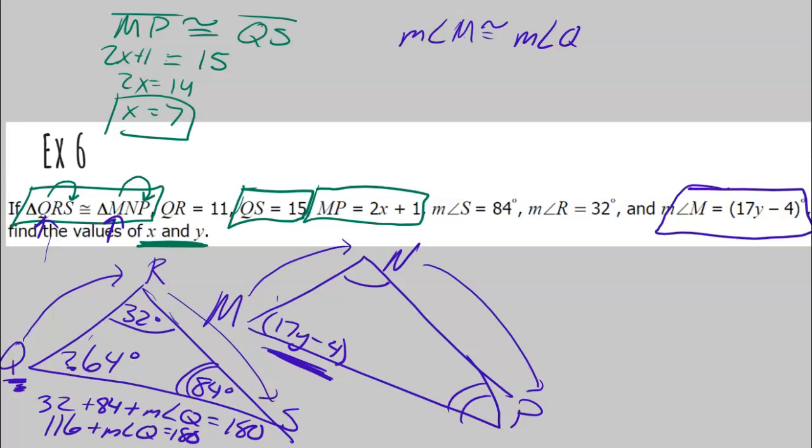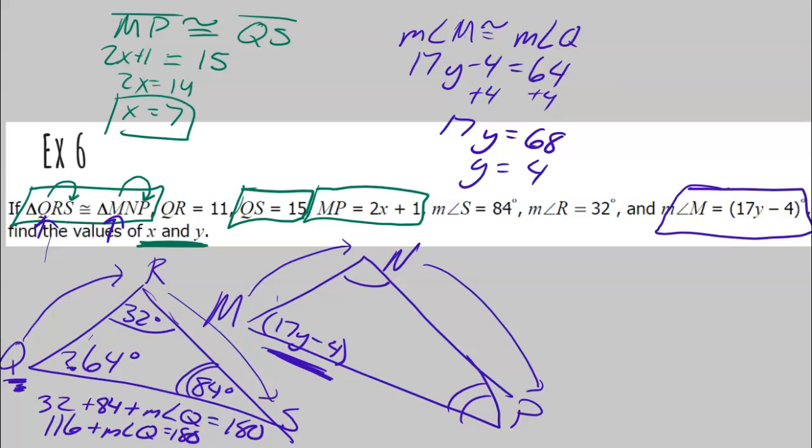Going back to our original equation, you know that the measure of angle M, 17y minus 4, equals 64 degrees because they're corresponding to each other. We're going to add 4. That gives me 17y equals 68. 68 divided by 17 is 4. And that's our y value. Okay, and that's our last problem.